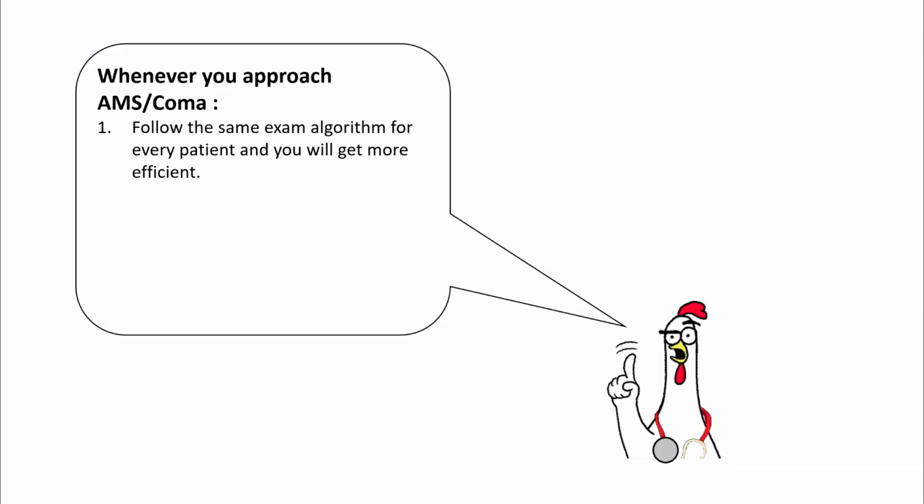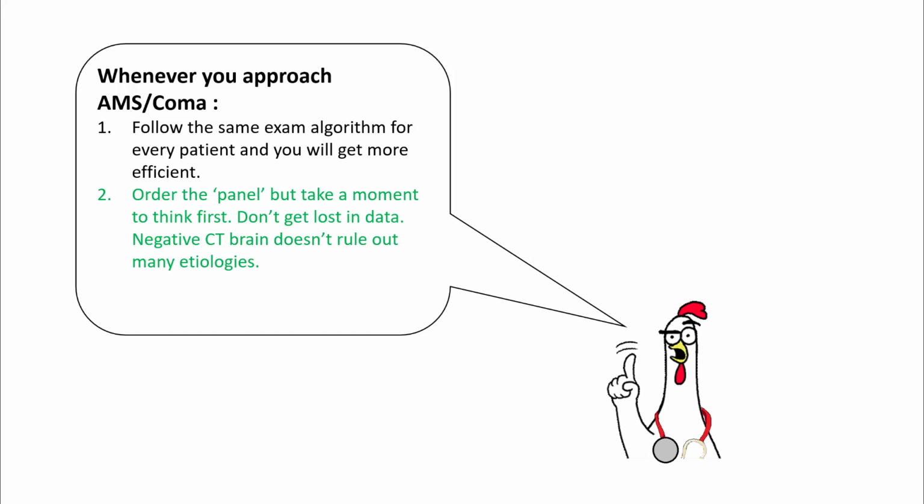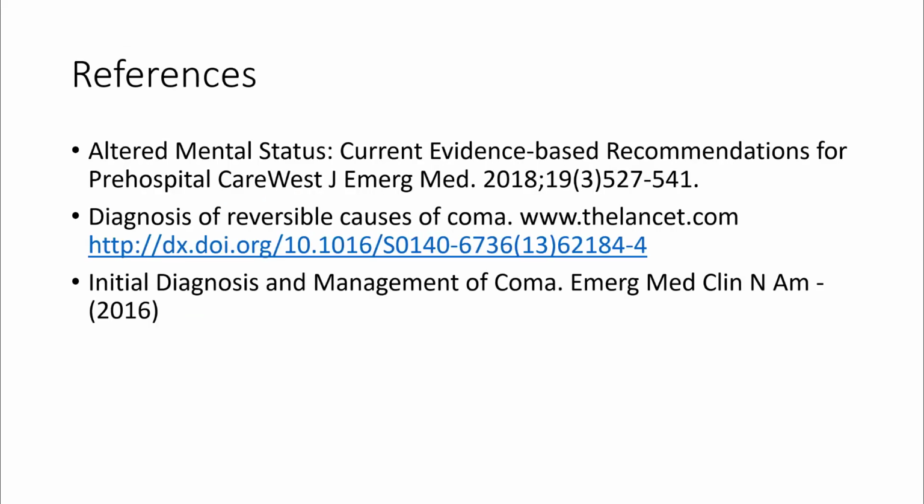Whenever you approach a patient with altered mental status or coma, follow the same exam algorithm for each patient, and in time you will get more efficient. Usually we order the panel, but always take a moment to think. Don't get lost in the data and understand that a negative CT brain doesn't rule out many etiologies. Be cognizant of the fact that there can be 2 or more processes going on which are causing your patient to be altered. Thank you.